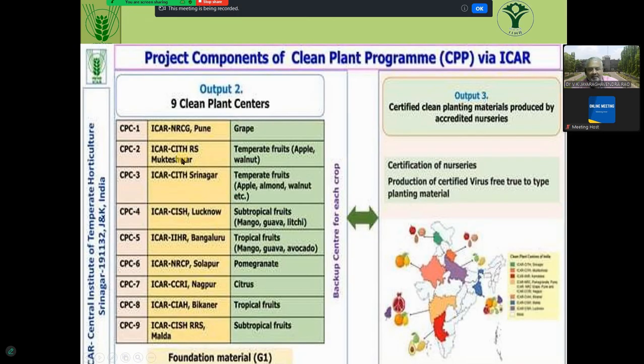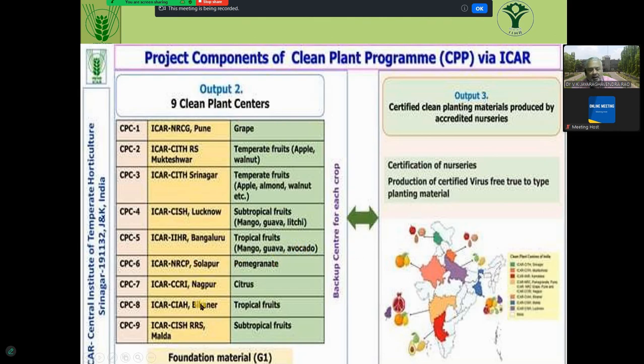See, look at the 9 centers. Pune is one center for grape. At Mukteshwar you have temperate fruits, for apple and walnut. We have one ICAR Central Institute of Temperate Horticulture at Srinagar, for apple, almond and walnut, etc. Then we have one at CISH, Central Institute of Subtropical Horticulture. Mango, guava and lychee are covered by the Lucknow center. Then the IIHR Bangalore covers mango, guava and avocado, as I've already told you.